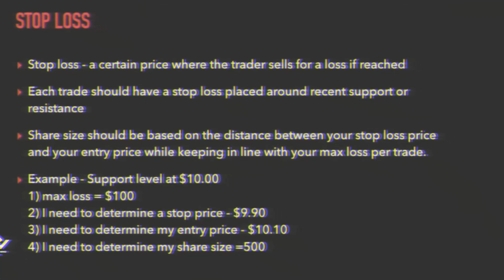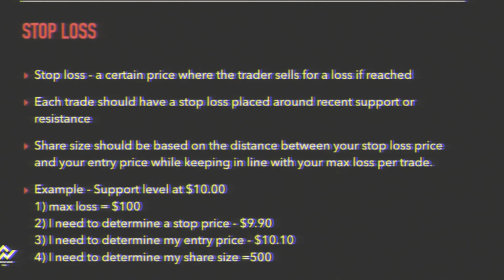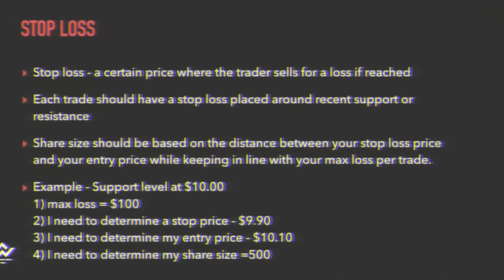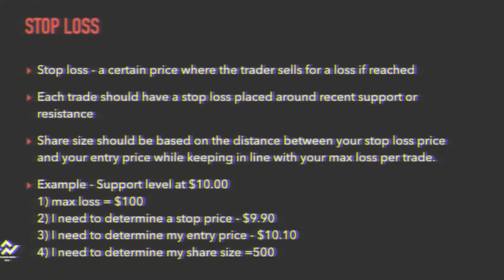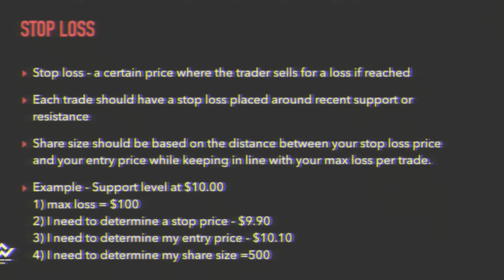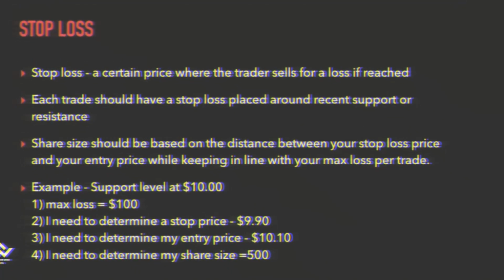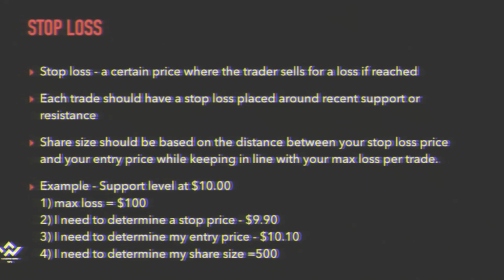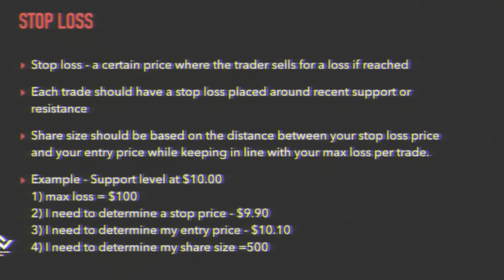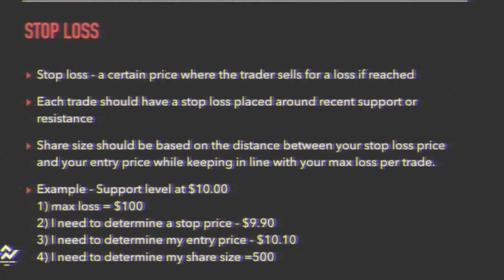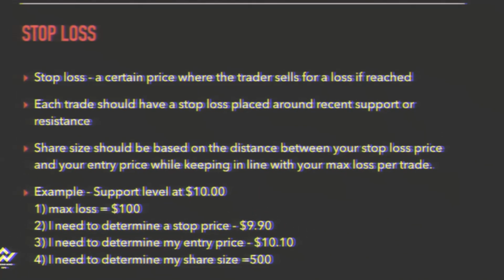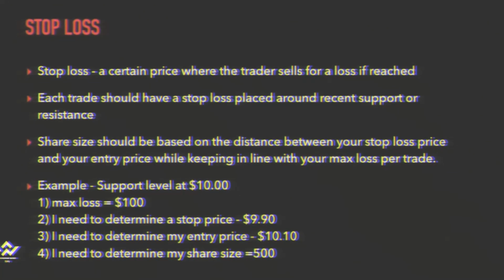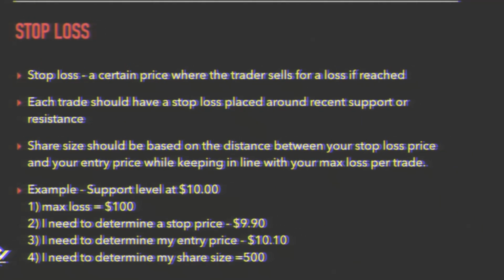Stop losses are what we're going to use to protect ourselves from a losing trade getting out of hand. A stop loss is the certain price where the trader sells for a loss when reached. This is the price at which you sell once your max loss per trade is reached. Each trade should have a stop loss placed around recent support or resistance. So that means you need to be buying and selling around support and resistance. This is going to be what keeps you from getting stopped out all the time.